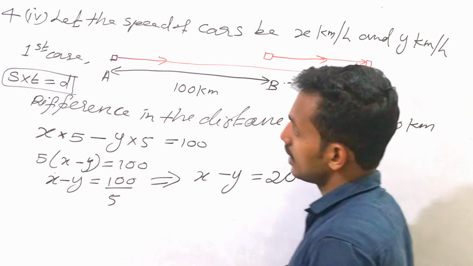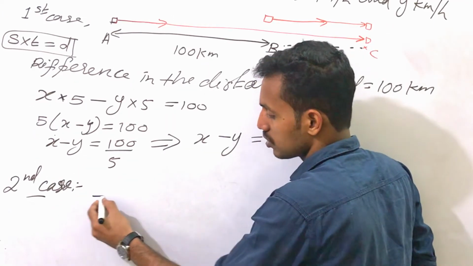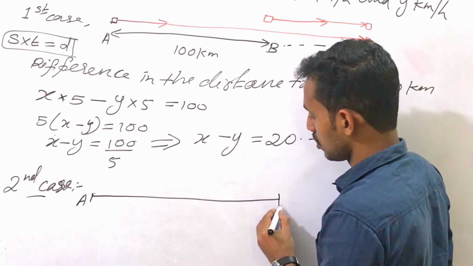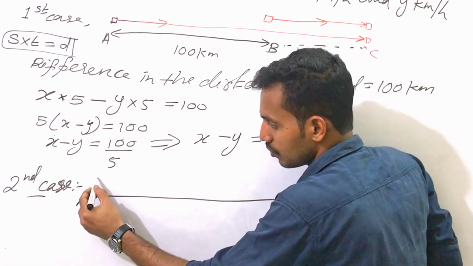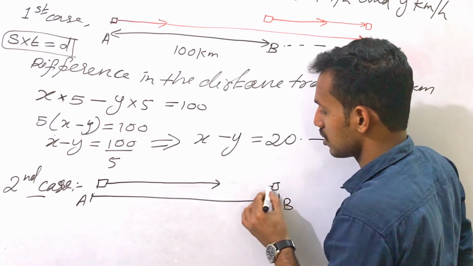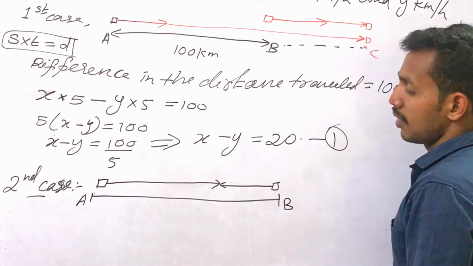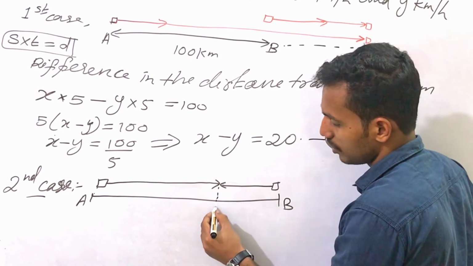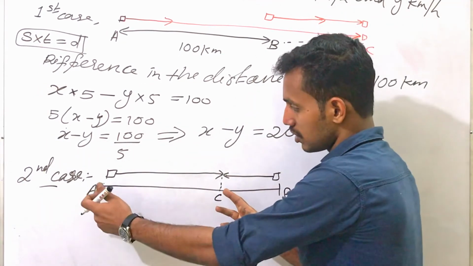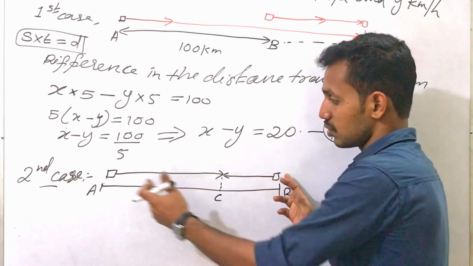Now come to the second case. What is the second case? In the second case, both the cars move towards each other. This is the point A and this is the point B. The first car moves towards B and the second car moves towards A, both moving towards each other. So they will meet at a point C in between A and B. Here the distance traveled by the first car is equal to AC and the distance traveled by the second car is equal to BC. So together it is AB.